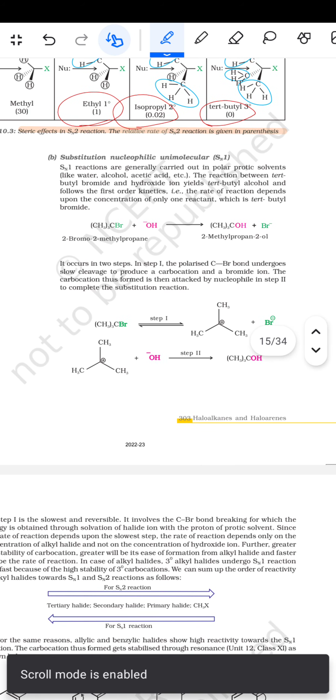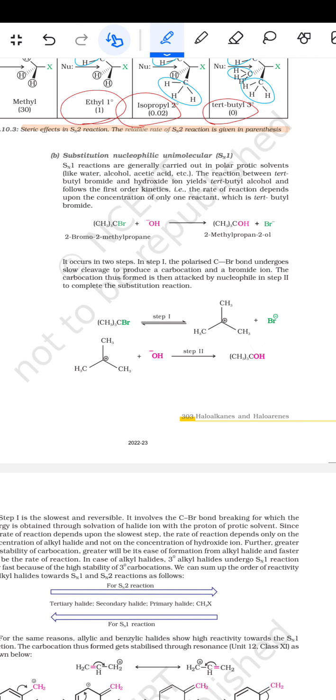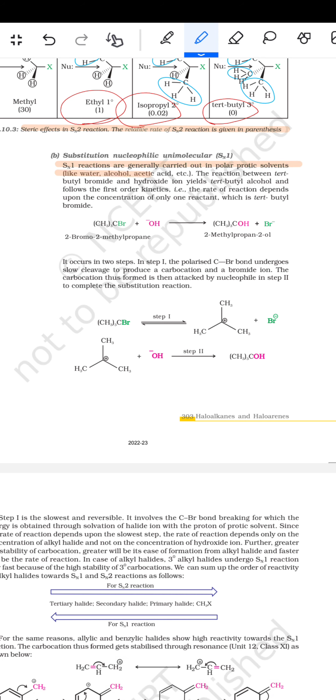Then comes the substitution nucleophilic unimolecular reaction, SN1. SN1 reactions are generally carried out in polar protic solvents like water, alcohol, acetic acid, etc. The reaction between tert-butyl bromide and the hydroxide ion yields tert-butyl alcohol and follows first order kinetics. That means the rate of the reaction depends upon the concentration of only one reactant, which is tert-butyl bromide. So 2-bromo-2-methylpropane.